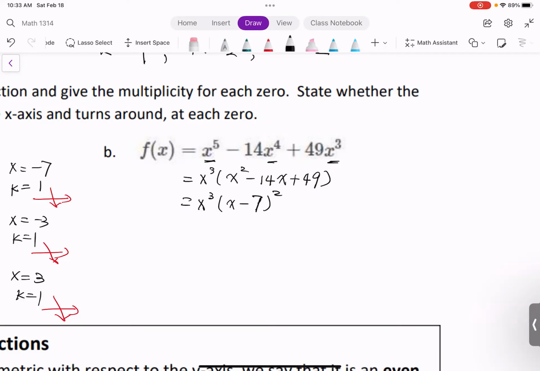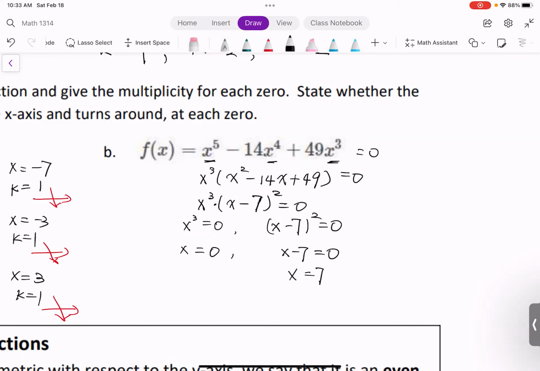Okay, let's decide. Make this one equal to 0, because the first step is we should set all of them equal to 0. Then we have 2 factors. Each factor has its multiplicity. So the first factor, I can say x cubed equals 0. The second factor, (x minus 7) squared equals 0. Solve them. x equals 0, and for the second part x minus 7 equals 0, so x equals 7, we can add 7 to both sides.